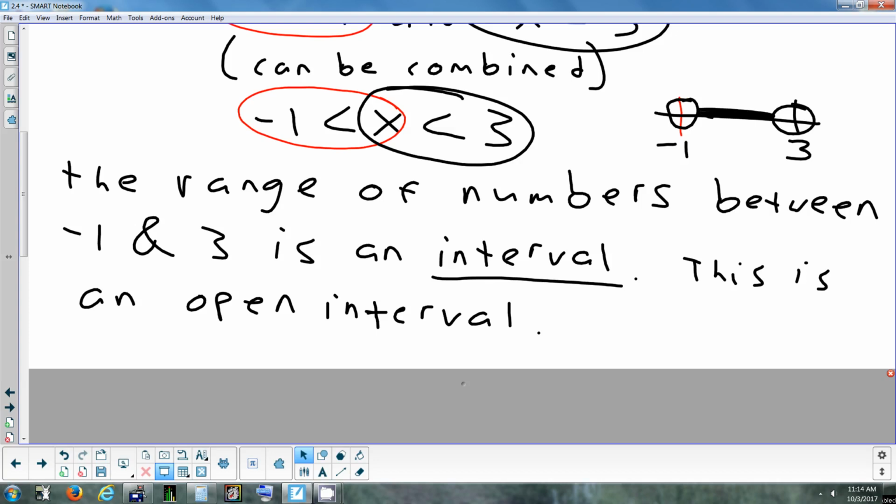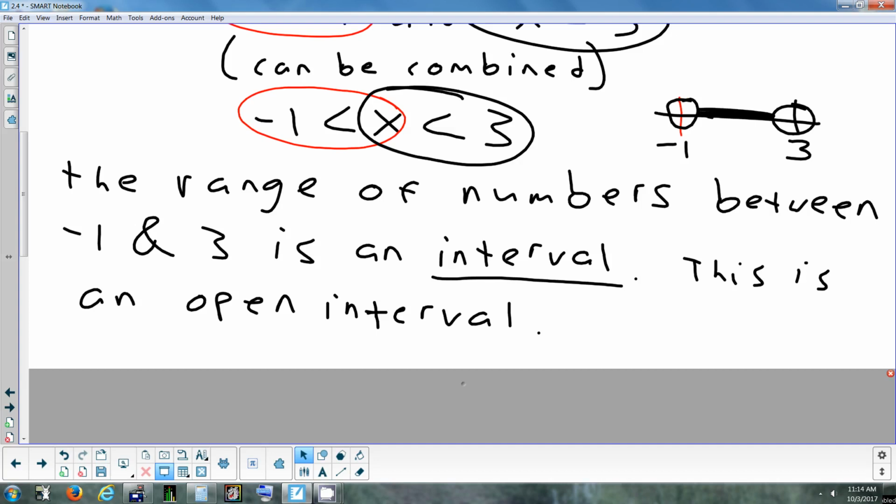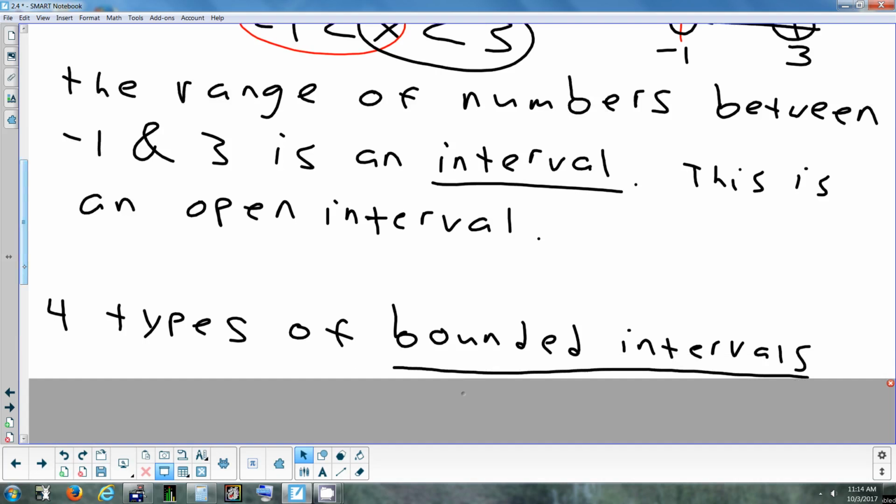Again, this is called an open interval. There are really two types of intervals you can have. You can have open or you can have closed. Or I guess you could have a mixture, partially closed, partially open. But what's important with these kinds of intervals is you have a number for the left end and a number for the right end. Whenever you have numbers on each end of your interval, that's called a bounded interval.